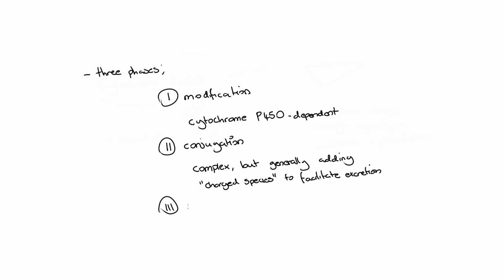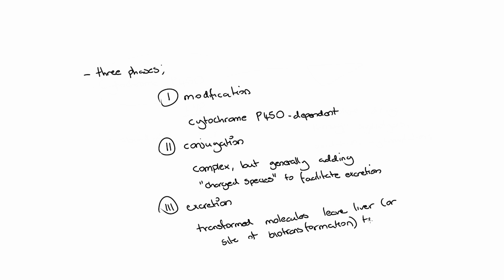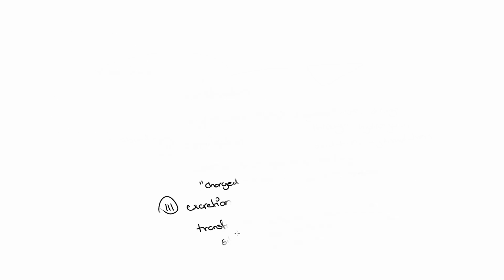Now, again, this is a really complex topic. It generally means adding a charged species to facilitate easier polar diffusion. But we're talking about, again, adding things or taking things away from the original drug. And then we have excretion, where the now biotransformed drug, and the byproducts of it, are moved out of the liver to wherever they're going to be excreted, which is generally the kidneys. But again, we'll come on to that in a wee second.